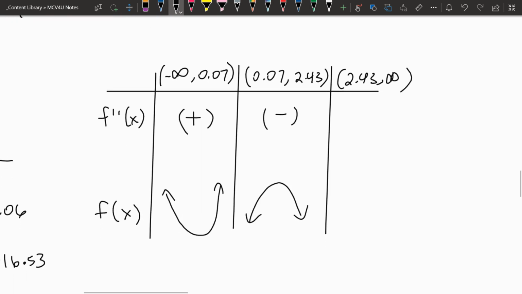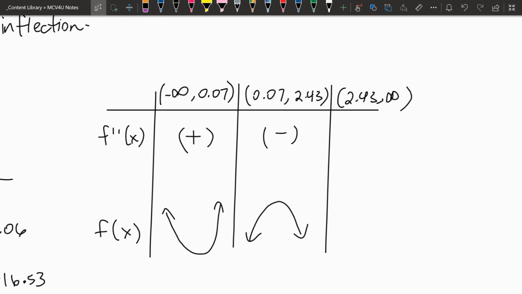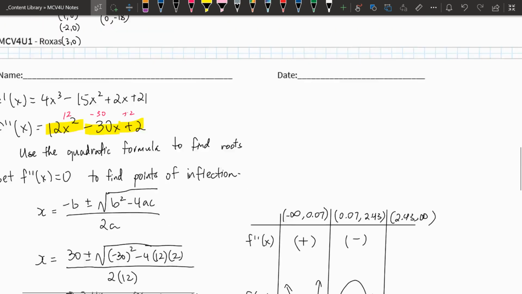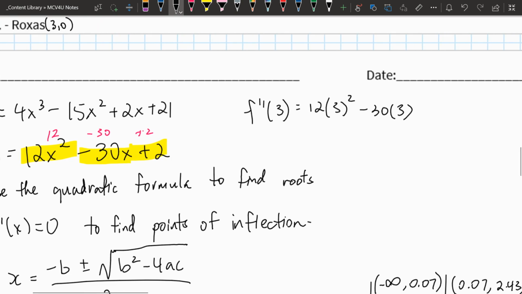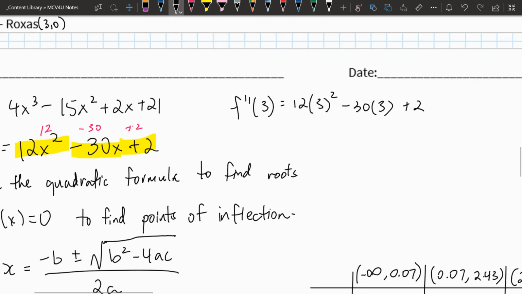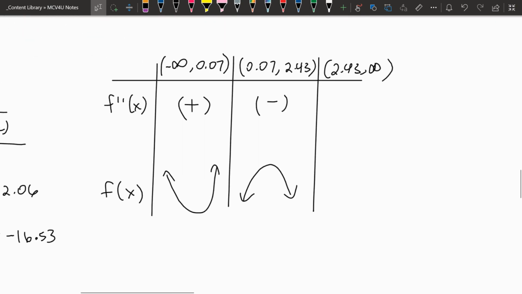We have a point of inflection at 0.07. What about 2.43 and to the right? So you could pick a test value of 3. If I pick a test value of 3, f double prime of 3 is 12 times 3 squared, which is 9 times 12, minus 30 times 3, which is 90, and then plus 2. I believe that's slightly positive. 12 times 9 is over 100. Okay, so there we go.